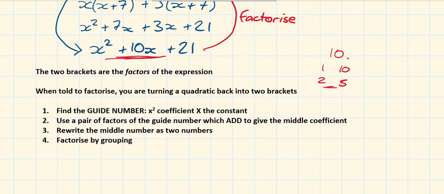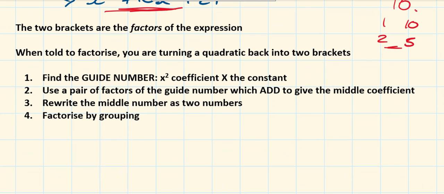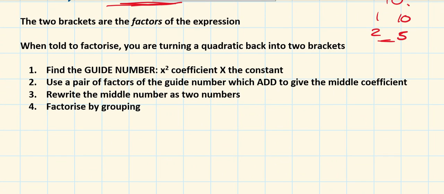So the method you use for this is that you find, first of all, what we call the guide number. So that's the x squared coefficient times the constant. So that's the first number times the last number. And then we use a pair of factors of the guide number which add to give the middle coefficient. So we find the factors of the guide number, then we see how they add to give the middle number. Then we can rewrite the middle number as two numbers and factorize by grouping. That was a lot of things to say, so if you want to pause and take that in, that's fine. I'm going to go down and do an example now, and that will make more sense.